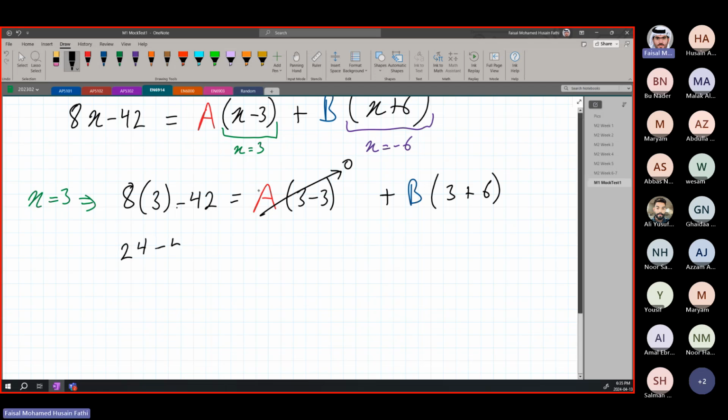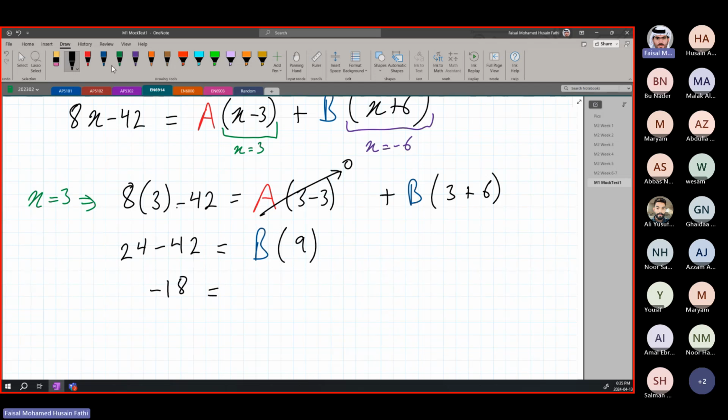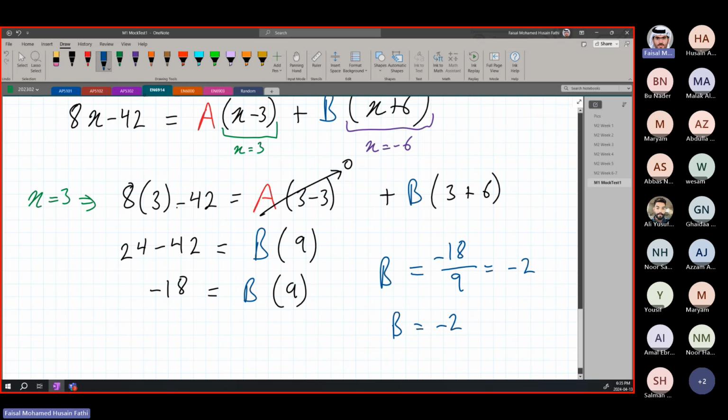Minus 42 is equal to 0 plus b times 3 plus 6, which is 9. Simplifying this more so we can solve for b now. So 24 minus 42 is minus 18, which is equal to b into 9. So b is equal to minus 18 over 9, which is equal to minus 2. All right, so we found out that our b value is equal to minus 2.